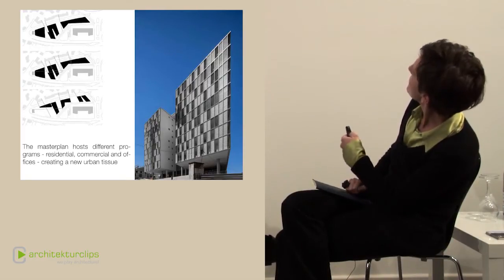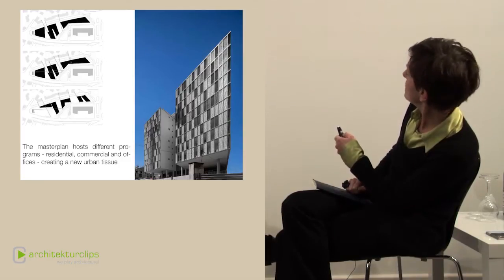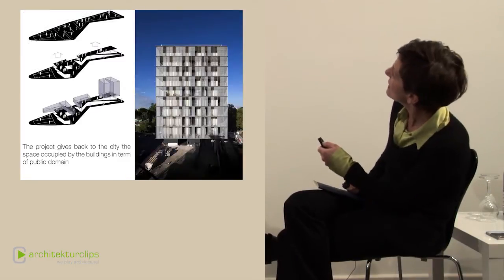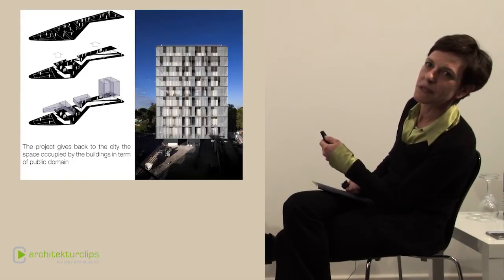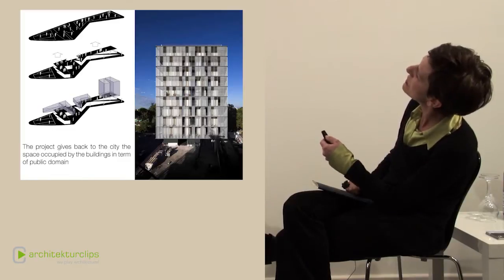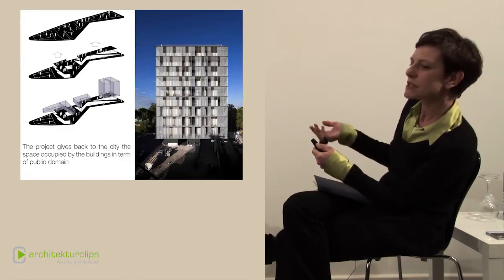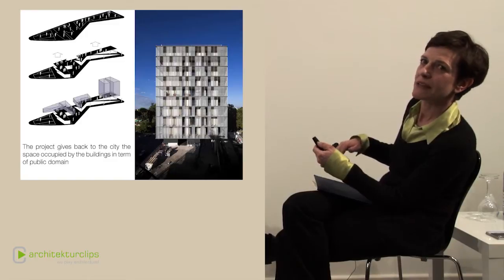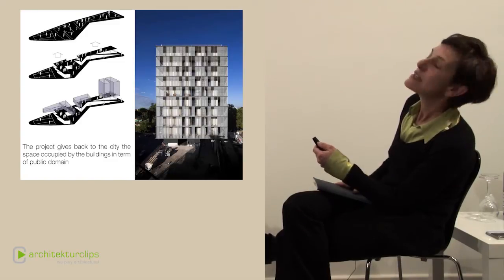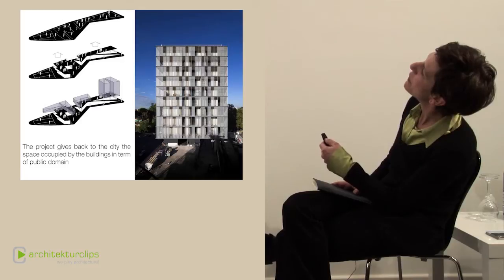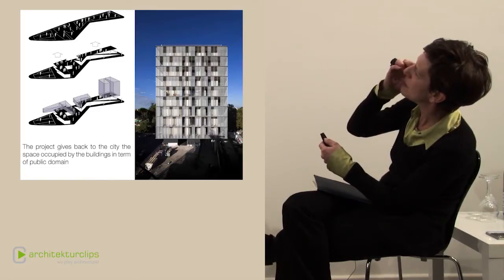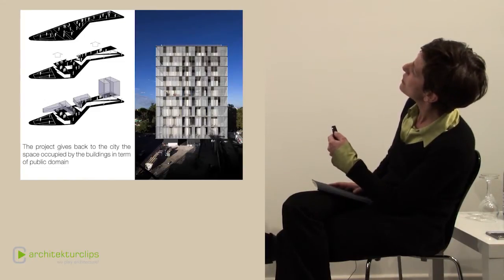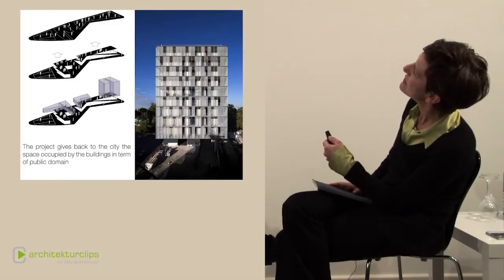So this is the first building that's just completed. Another concept: the first concept was creating an urban tissue. The second concept was giving back to the city what we were occupying in terms of public domain. So as you see here, this is the area that we occupy. This is an existing building. This is an existing building that will be a public library. So this is the area that we occupied and we gave back to the city in terms of public domain and public space.